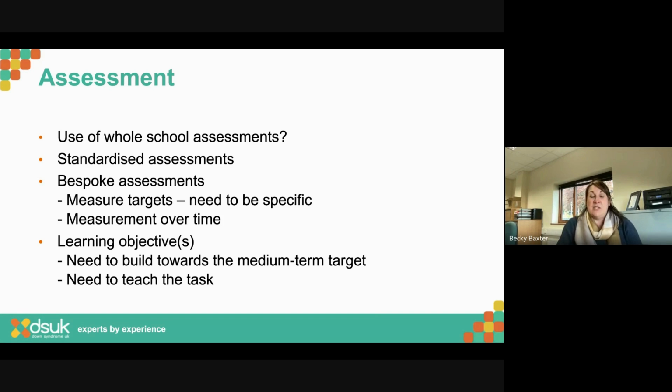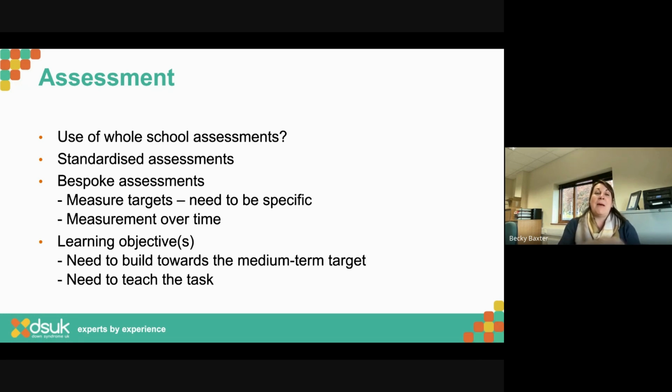Right, assessment. I said I'd come back to this at the end. Obviously, you will have whole school assessments, which might be appropriate for the child. As they move through school, it's unlikely that they are going to be completely appropriate. There may be some sections of them that are going to be appropriate, and you might want to pick and choose. Oh, yeah, we focused on that question. We haven't focused on that one. Take that one out. Doesn't matter about that one. You may have some standardized assessments that you use, standardized reading tests, for example. You're most likely to be using bespoke assessments, as I said.